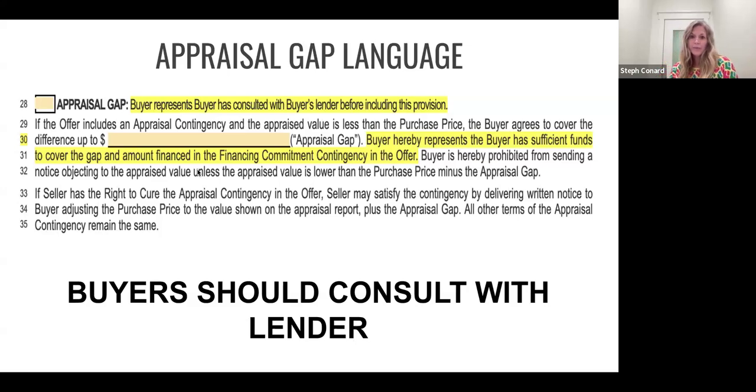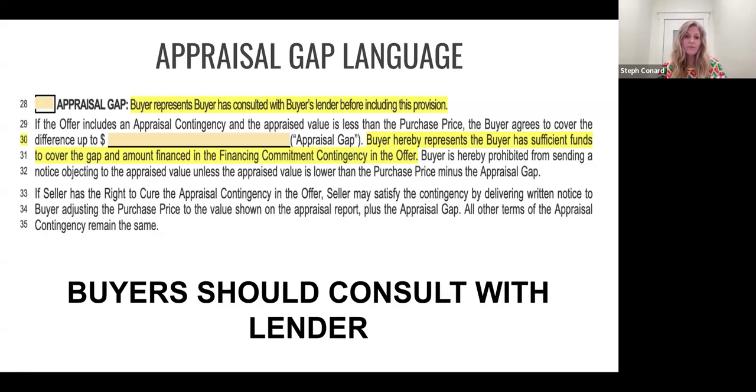Okay, so the appraisal gap language, this is the shortest of the three. Again, you would check line 28 if you're going to include this. Buyer represents that the buyer has consulted with the buyer's lender before including this provision. So it's stated right there for the buyer. Before we employ this tactic, we need to make sure you actually have the funds to cover any gap.